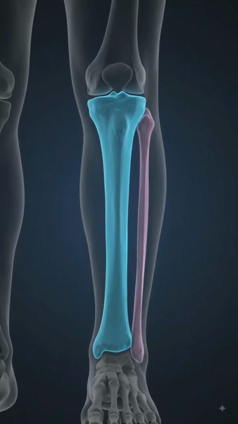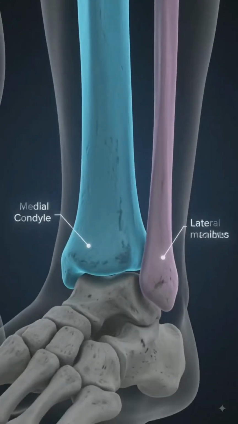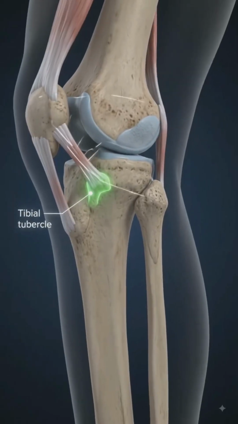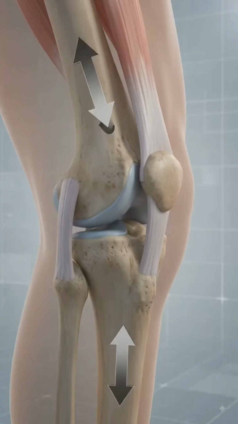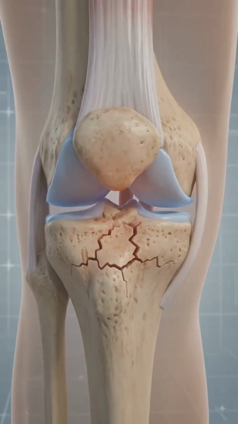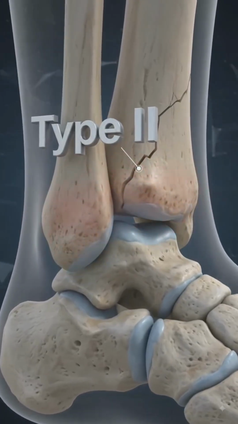The tibia is the massive weight-bearing bone. Its proximal plateau articulates with the femur. Distally, it forms the ankle joint. In children, the tubercle contains an apophysis. Here, the patellar tendon inserts. Repetitive loading can cause Osgood-Schlatter disease. Growth plate fractures are classified using the Salter-Harris system.